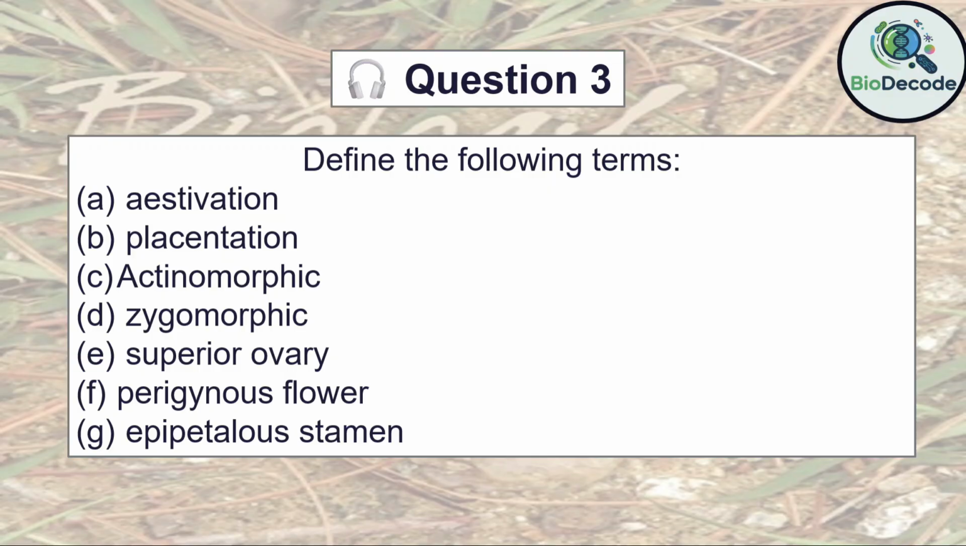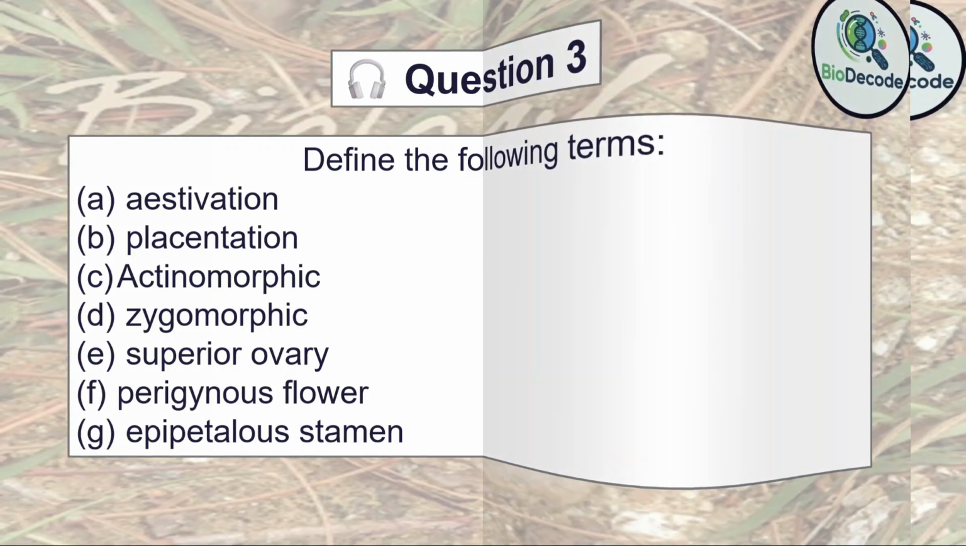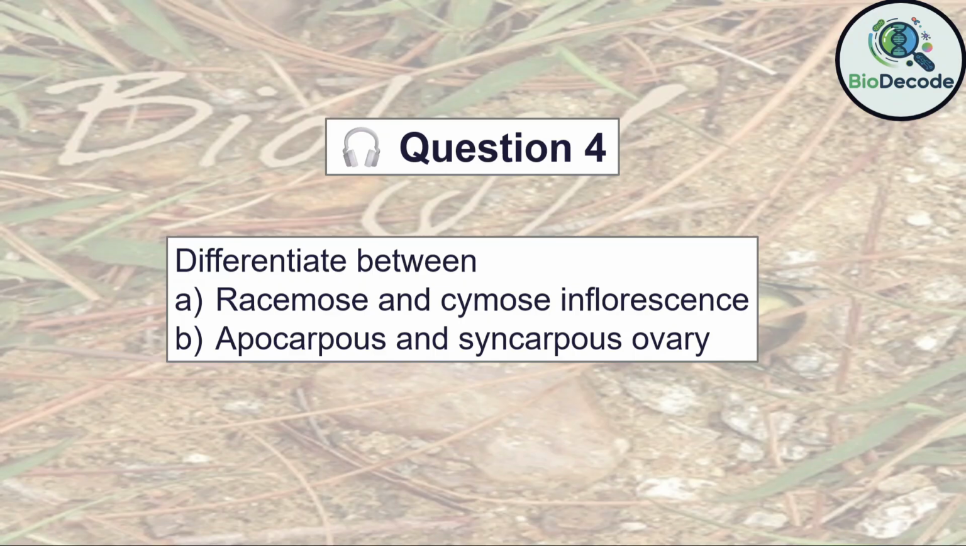Fifth, the superior ovary is positioned above the attachment of other floral parts. Sixth, actinomorphic flowers are radially symmetrical, so they can be divided into equal halves along multiple planes. Finally, a perigynous flower has a hypanthium, a cup-like structure in which the ovary is partially enclosed while other floral parts arise around it. Question 4. Differentiate between racemose and cymose inflorescence, and also differentiate between apocarpous and syncarpous ovary.